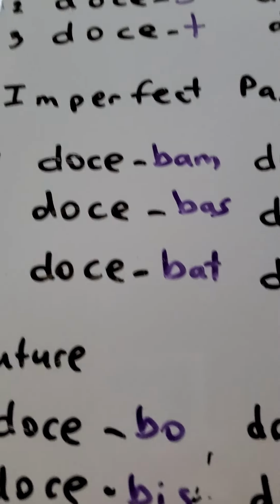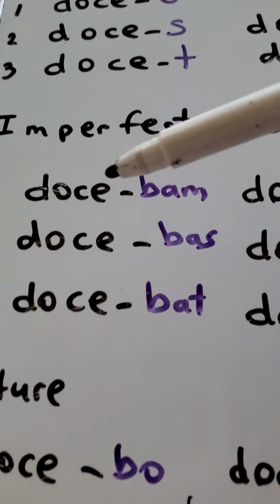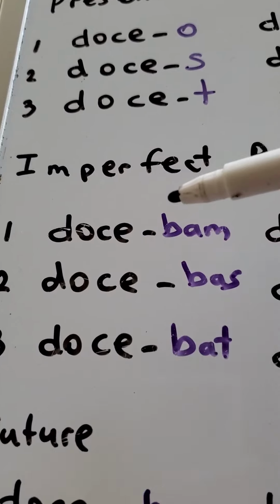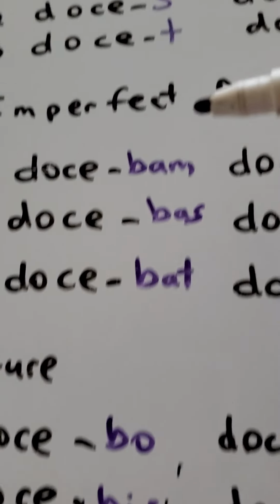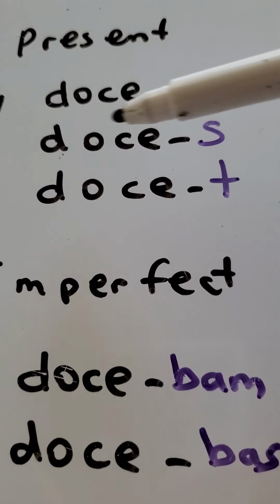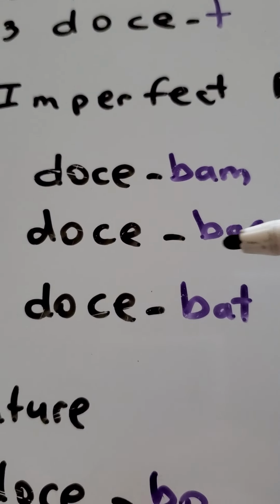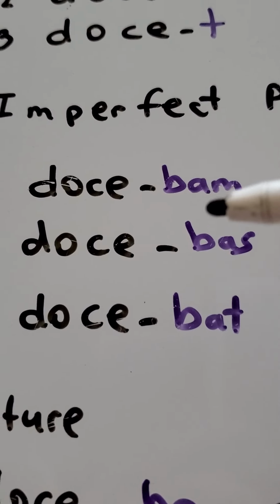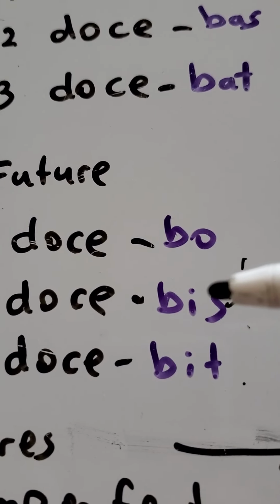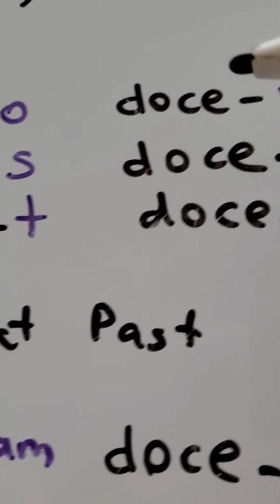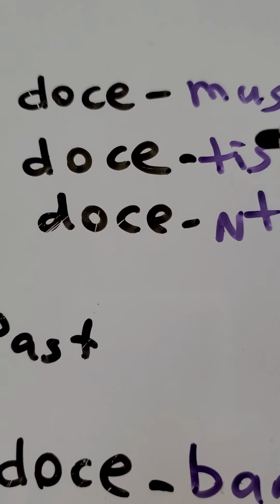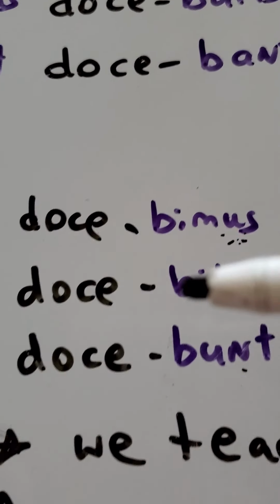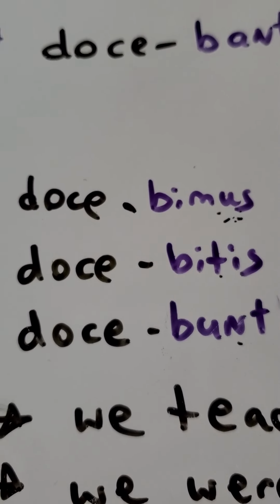Okay, so doceo, docebam, docebo. I teach, I was teaching, I will teach. Doces, y'all teach, y'all were teaching. Oh, excuse me, singular. You teach, you were teaching, you will teach. Okay, we'll do the y'all since I messed up. Docetis is y'all teach, docebatis is y'all were teaching, and docebitis is y'all will teach.